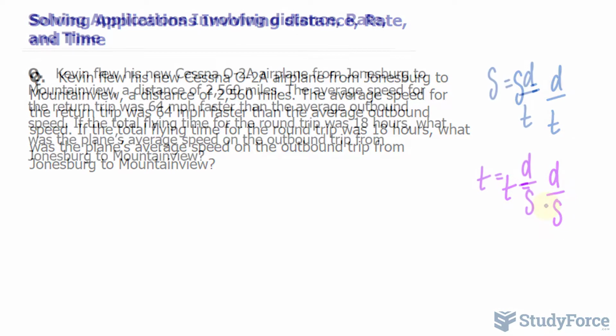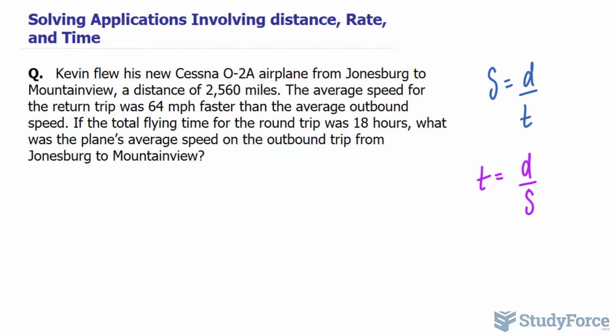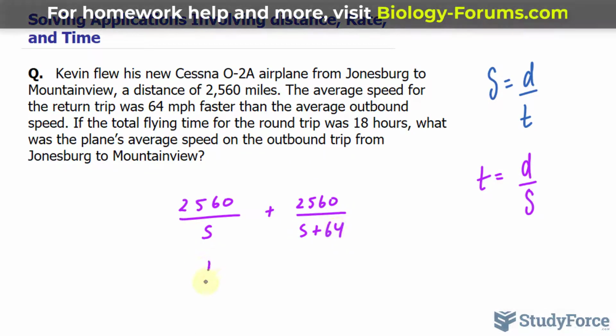over s. The time it takes Kevin to reach his destination initially can be represented as 2560 over s, with s representing speed. And the time it takes him to return back, they say that the average speed for the return trip was 64 miles per hour faster. So again, 2,560 over s plus 64. So that's the time to get there, that's the time to return, and together this makes 18.